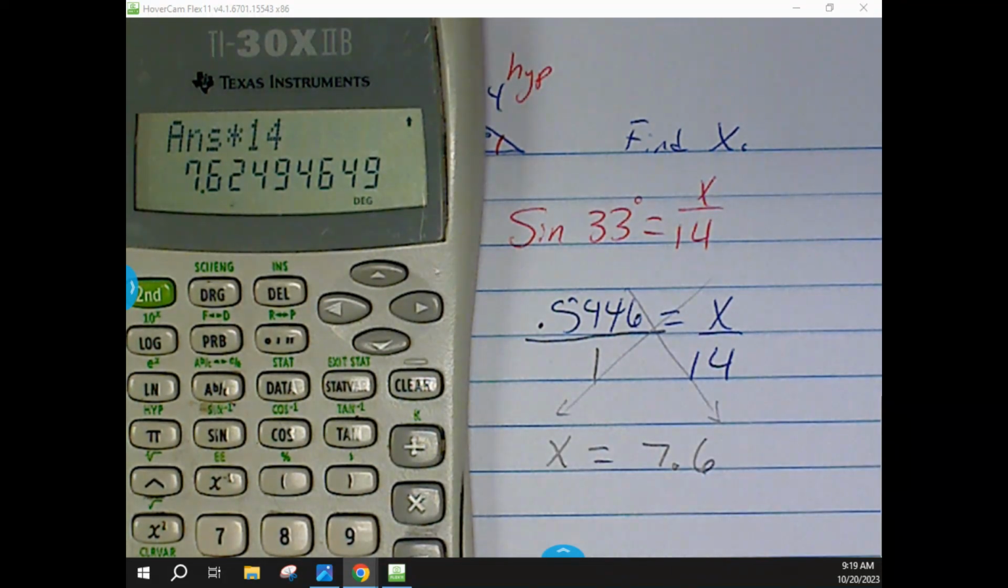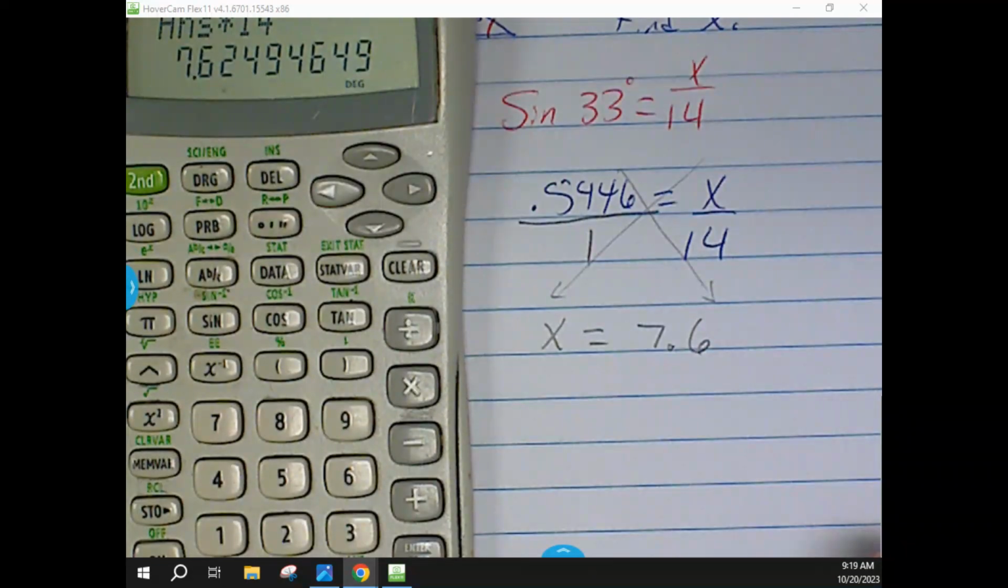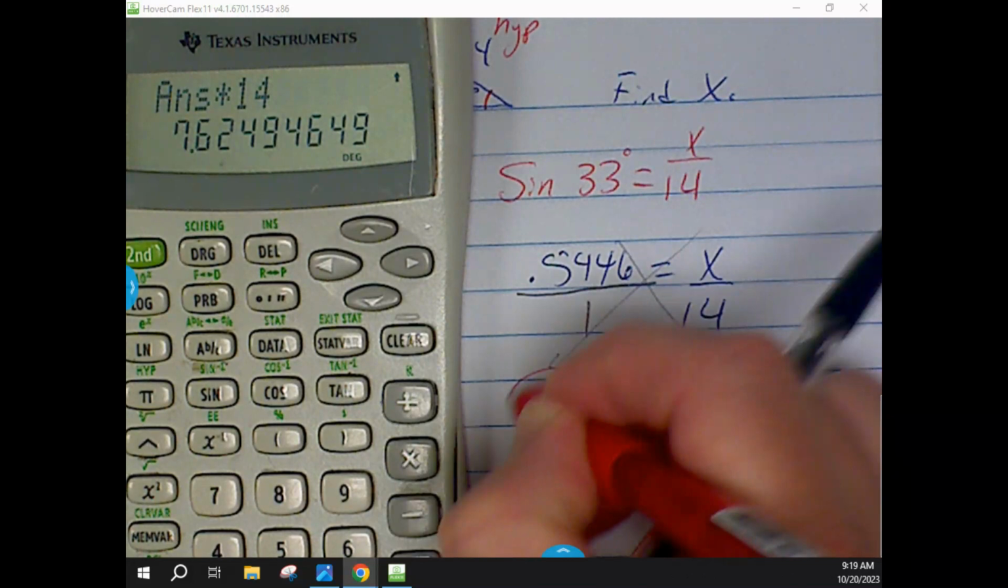Okay, and for this one, since we're talking about length, we'll go to one decimal place and get 7.6. Inches, feet, meters, whatever unit they specify, that's what we're going to use.